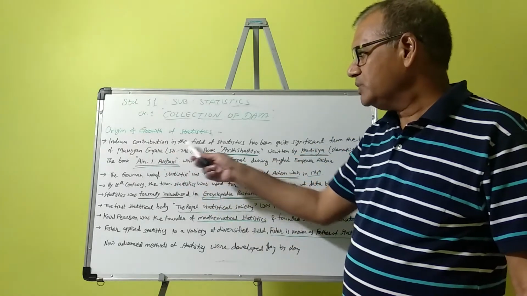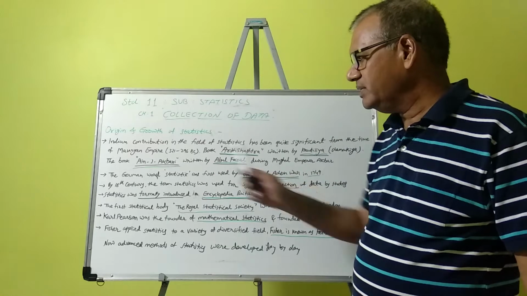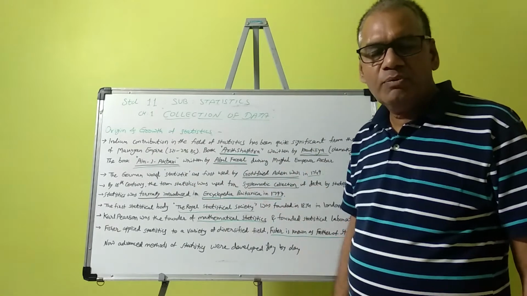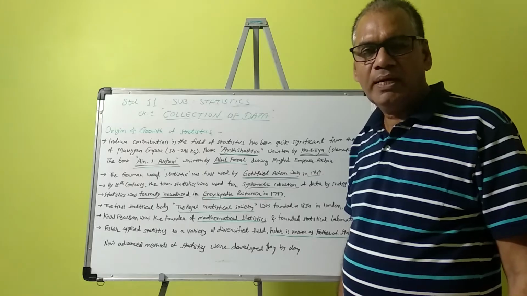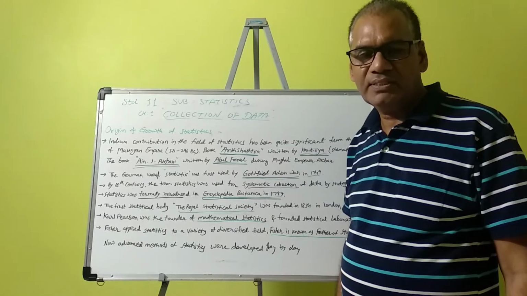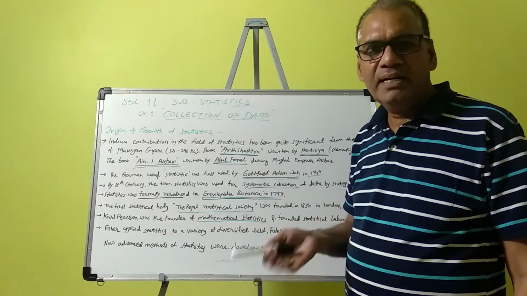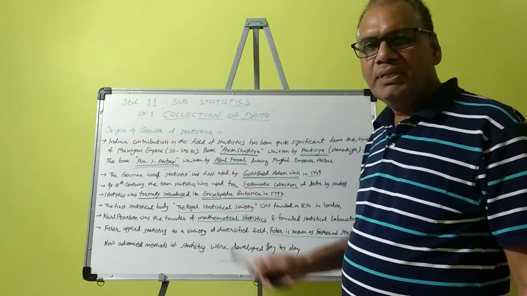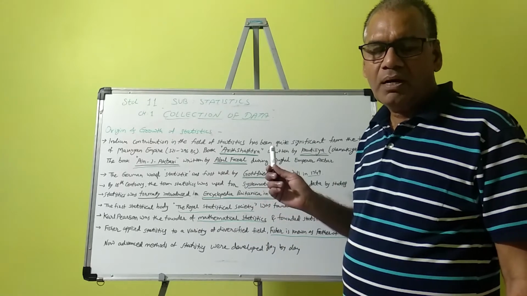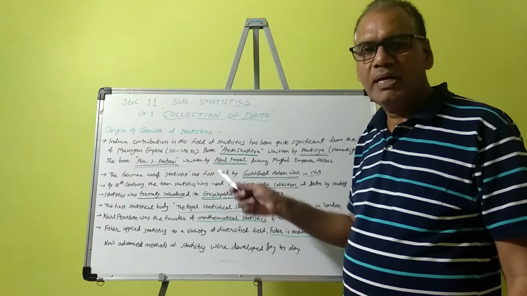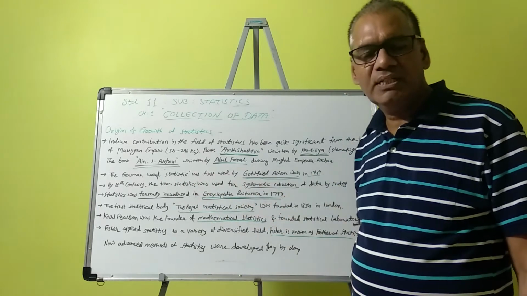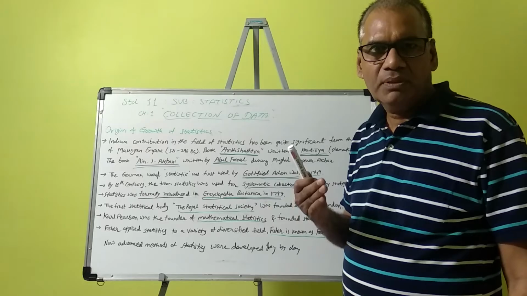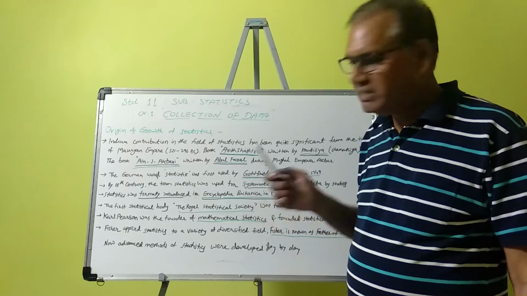So see, the Indian contribution in the field of statistics has been quite significant from the Mauryan Empire. At that time, Chanakya, known as Kautilya, wrote the book Arthashastra. In that book, he collected data related to income and expense of states, matters related to agriculture and all. After that, during the time of Mughal Emperor Akbar, the book Aine Akbari was written by Abul Fazl. In that book, also, data is available. So from ancient time, Indian contribution in the statistics field is significant.